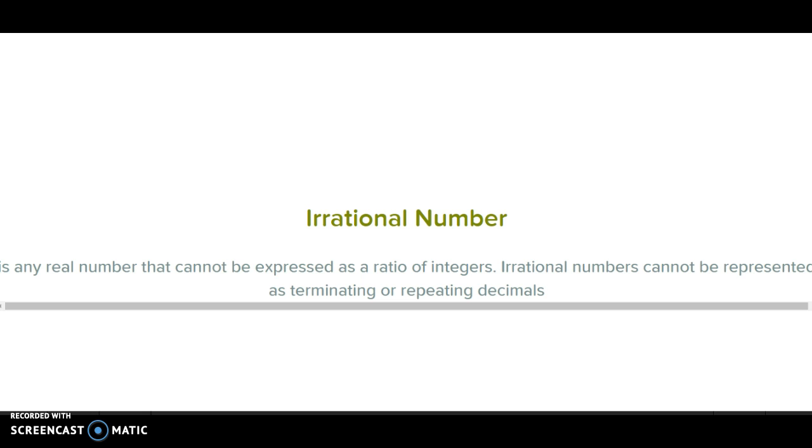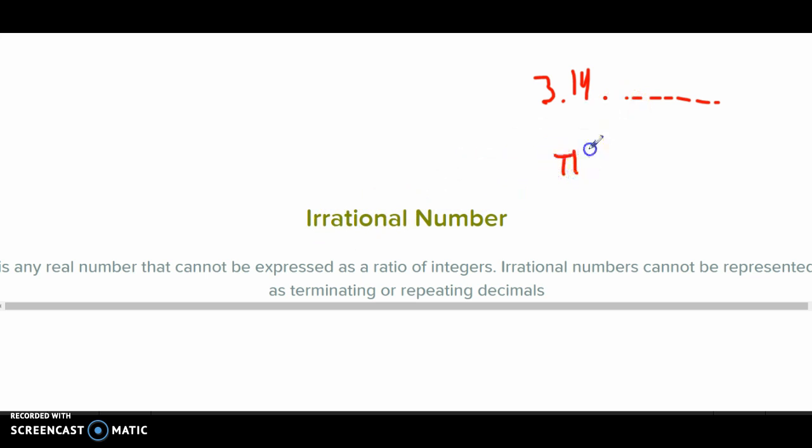Now, an irrational number is any real number that cannot be expressed as a ratio of integers. So what it means is that it probably isn't going to end up being a fraction. It can't really be expressed as a fraction, and most of the time, I like to call them ugly numbers. So like if we have pi, it ends up being 3.14, and it goes on and on and on with no repeating pattern. So that would be an irrational number.